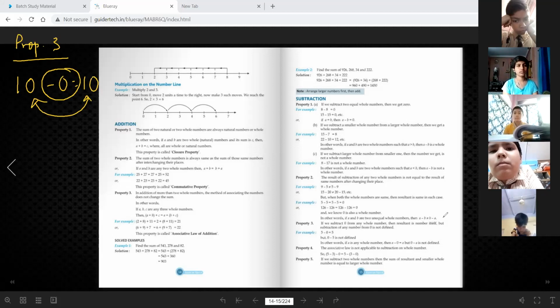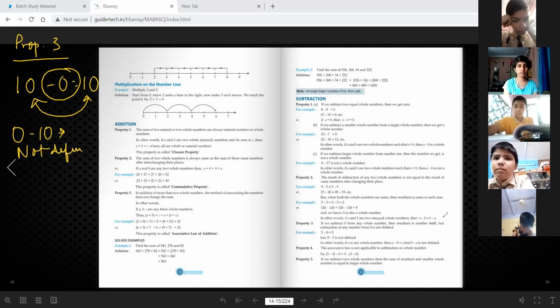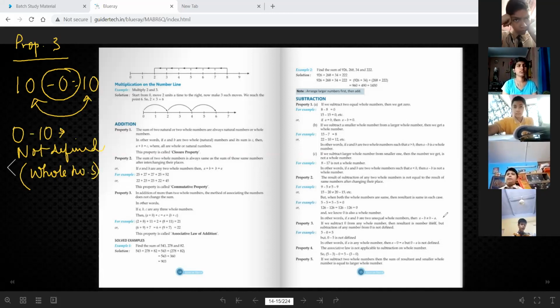But here it is said that 0 minus 10 is not defined. Not defined means what? The definition is not given for whole numbers. Because when we go to integers, at that time we will see 0 minus 10 will become minus 10. So it is not defined here.